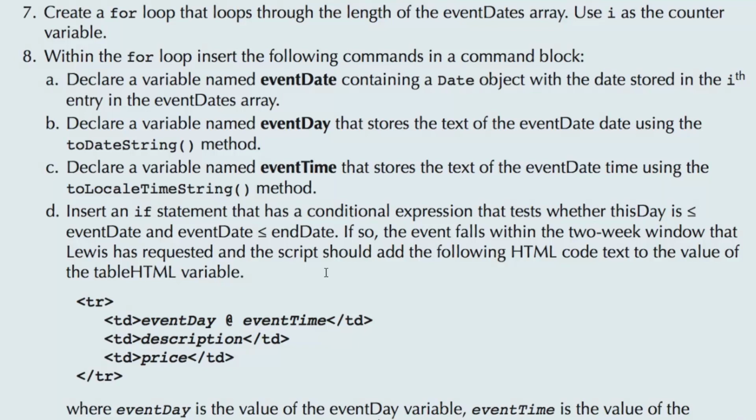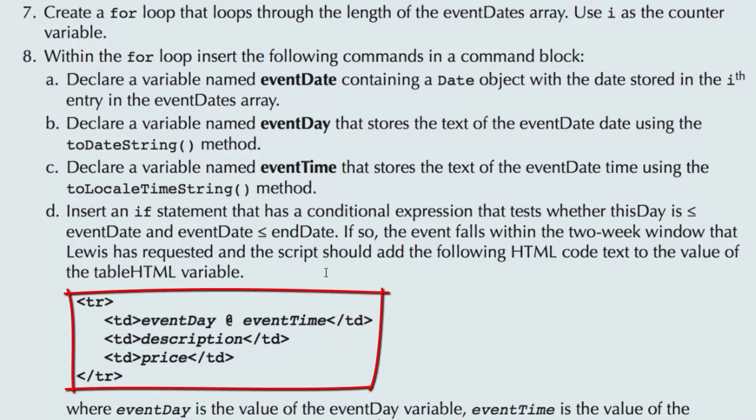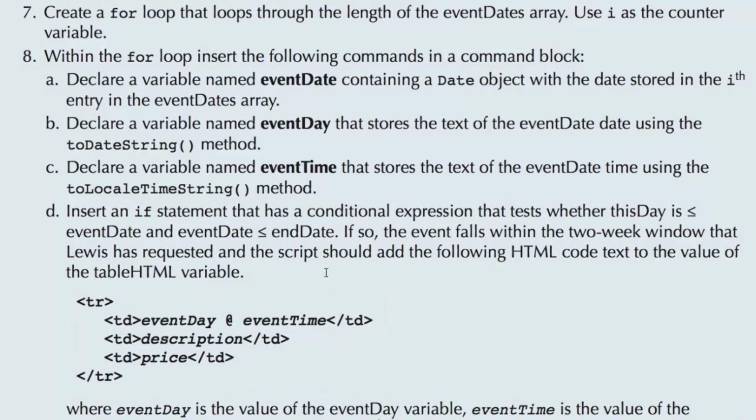Remember, we called that variable table HTML. So here you can see we're adding a new row, and then in the row we're going to have 3 table cells. First we'll have the event day and the event times with an @ concatenated in between those two variables, then the description, and then the price.